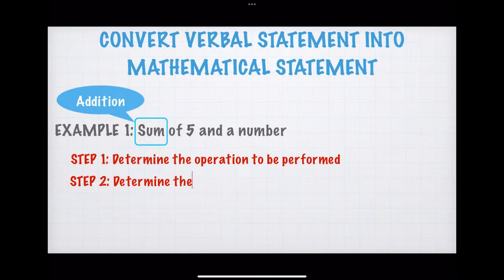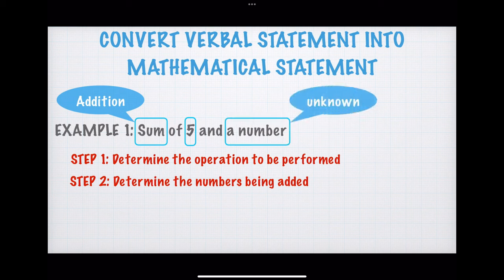Step 2 is to determine the numbers which are being added. Sum of 5 and a number. Here, 5 is being added with an unknown number. This unknown number can be denoted by a symbol, which is usually any letter of the alphabet. A really popular letter to choose is the letter X. So our mathematical statement would be 5 plus X.